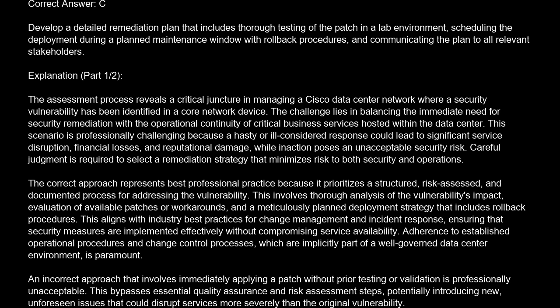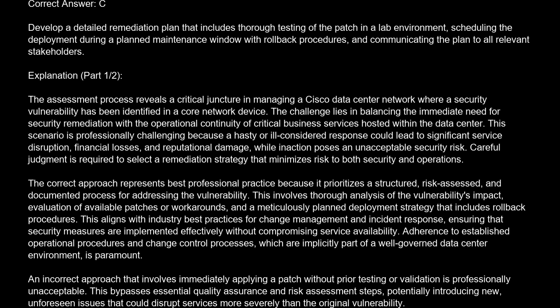Explanation. The assessment process reveals a critical juncture in managing a Cisco data center network, where a security vulnerability has been identified in a core network device. The challenge lies in balancing the immediate need for security remediation with the operational continuity of critical business services hosted within the data center. This scenario is professionally challenging because a hasty or ill-considered response could lead to significant service disruption, financial losses, and reputational damage, while inaction poses an unacceptable security risk. Careful judgment is required to select a remediation strategy that minimizes risk to both security and operations.